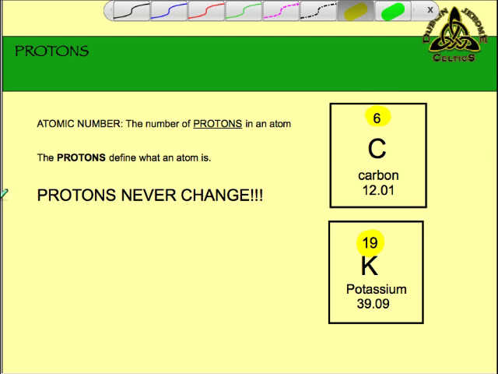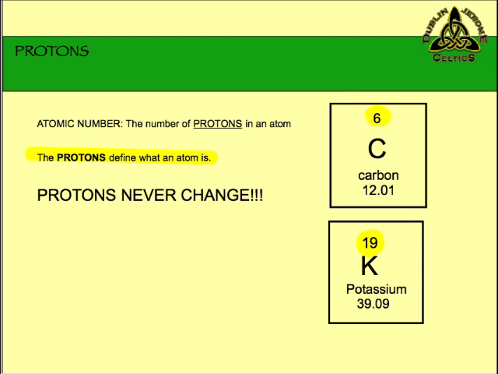The number of protons tells you what the element is, and it will never, ever change. What that means is that if I find a carbon atom here on Earth, it will have 6 protons. If you go back to when the Big Bang started, yes, there were carbon atoms there. They had 6 protons. Never changes. So anywhere in the universe, 6 protons.